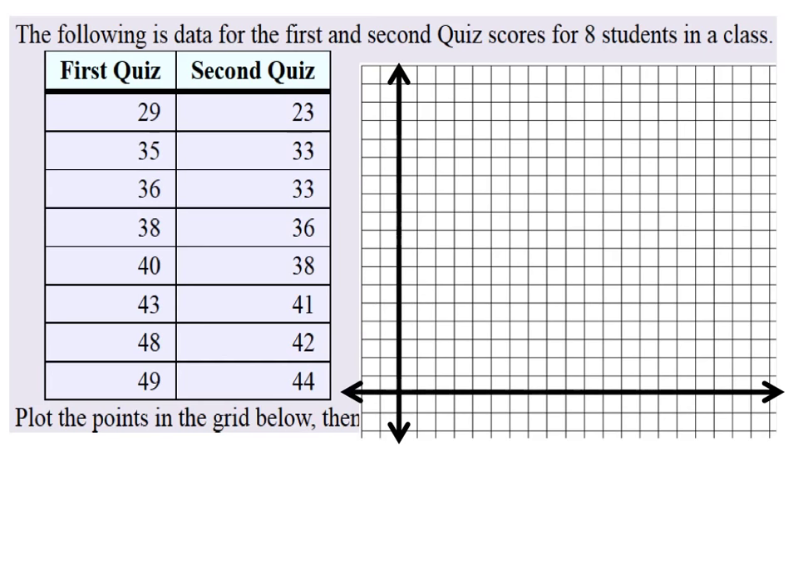Let's get them on. Oh yeah, I apologize. We need to label the axes. So the first quiz will be the x-axis because it is independent. And the second quiz should depend on what happened in the first quiz, right? Hopefully that kind of makes sense anyway. So second will be the y-axis. And our first quiz scores go all the way up to 49.